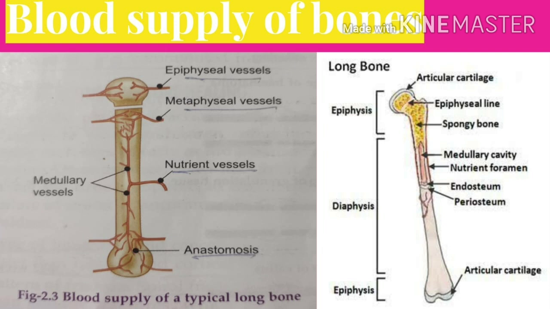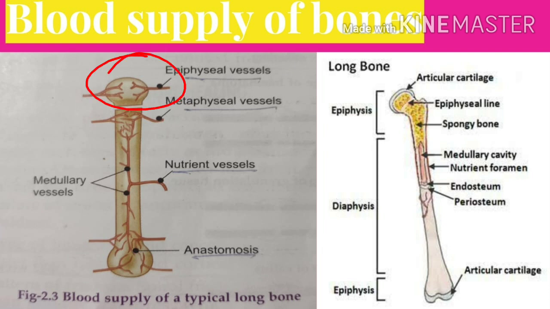Now come to the metaphyseal vessels. There are numerous small vessels derived from the anastomosis. What is anastomosis? It is a connection around the joint. So several small vessels connect around the joint. They pierce the metaphysis along the line of attachment of the joint capsule. So these are the metaphyseal vessels.